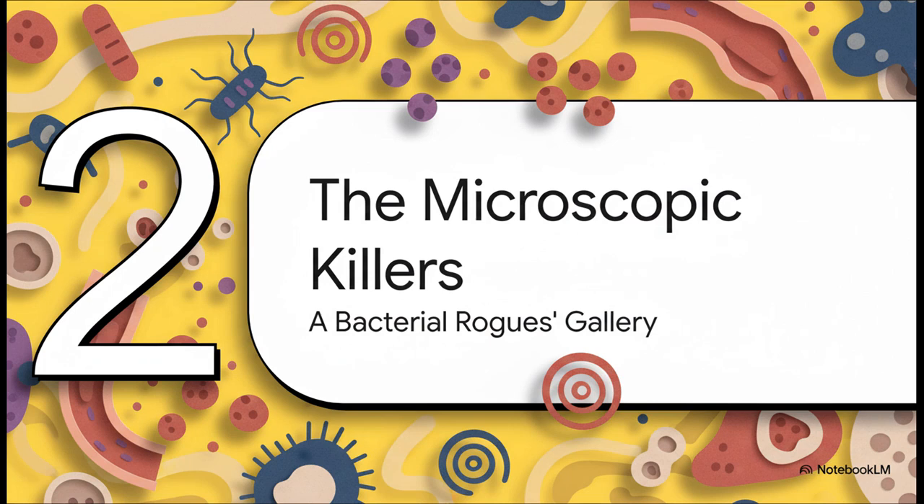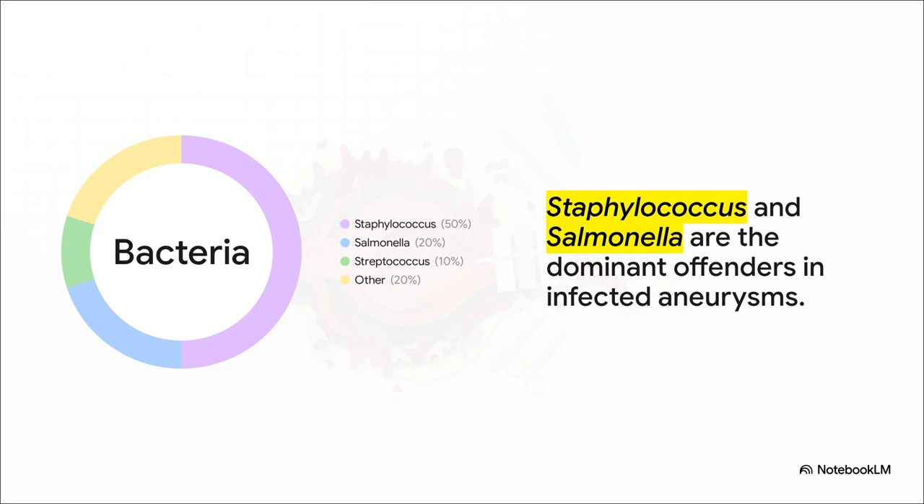All right, so we know how it happens. But who are the actual microscopic killers behind these infections? Let's take a look at the bacterial rogues gallery. Okay, so a lot of different bacteria can cause this, but really, two big names dominate the scene. First up is Staphylococcus or Staph. It's responsible for a huge chunk of cases, up to 71%. And yep, that includes the nasty resistant kind. Then you've got Salmonella. Yes, the same bug you worry about with undercooked chicken. It's a major player here too.